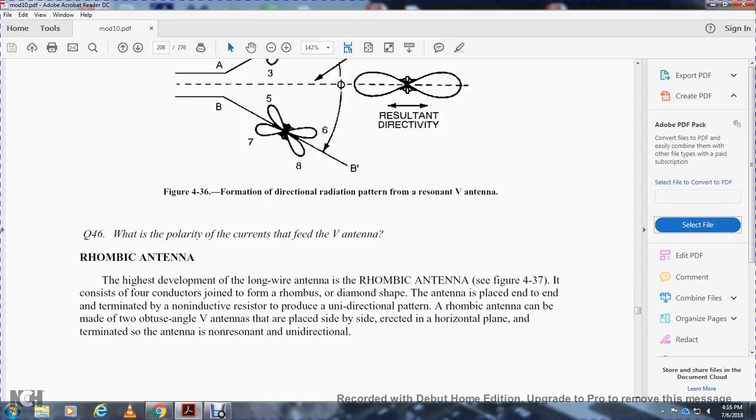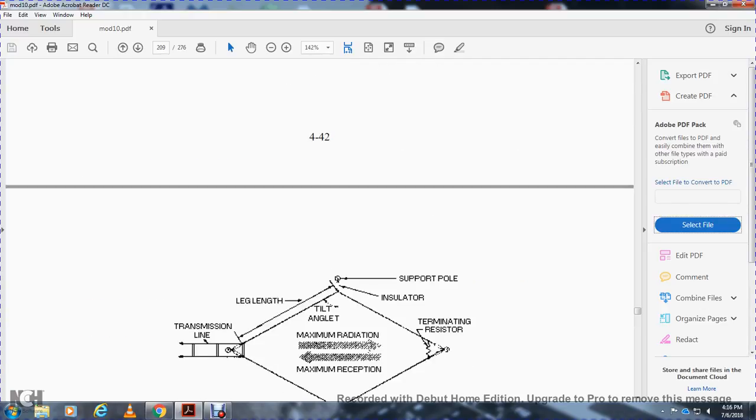The rhombic antenna. The highest development of the long wire antenna is the rhombic antenna, Figure 437. It consists of four conductors joined in the form of a rhombus, a diamond shape, with the far end terminated by a non-inductive resistor. For a unidirectional pattern, a rhombic antenna can be made with two obtuse angle V antennas placed side by side, erected in the horizontal plane and terminated, making the antenna non-resonant and unidirectional.